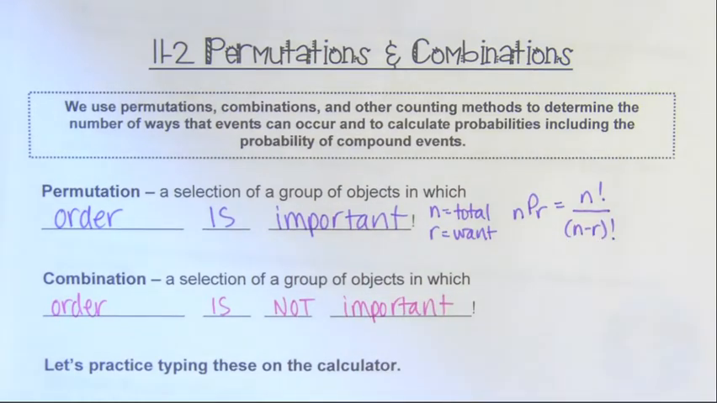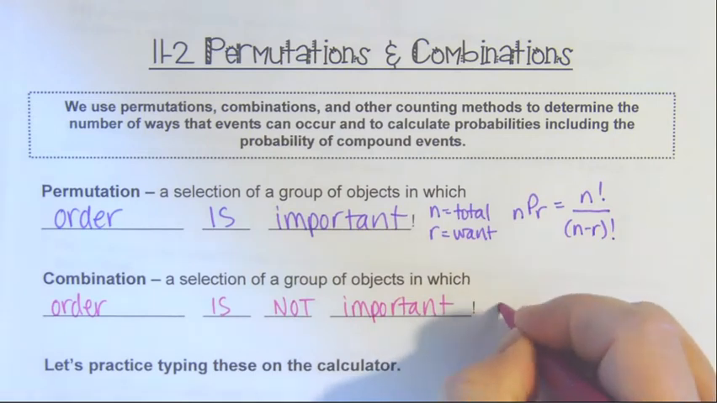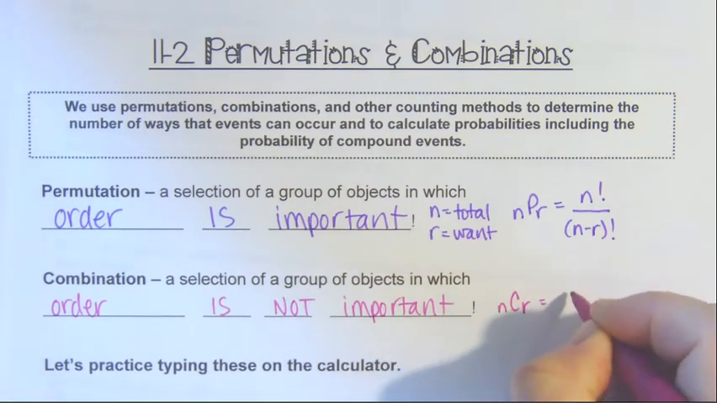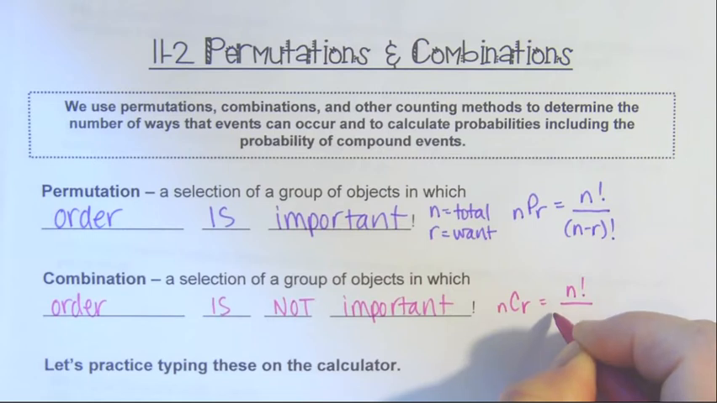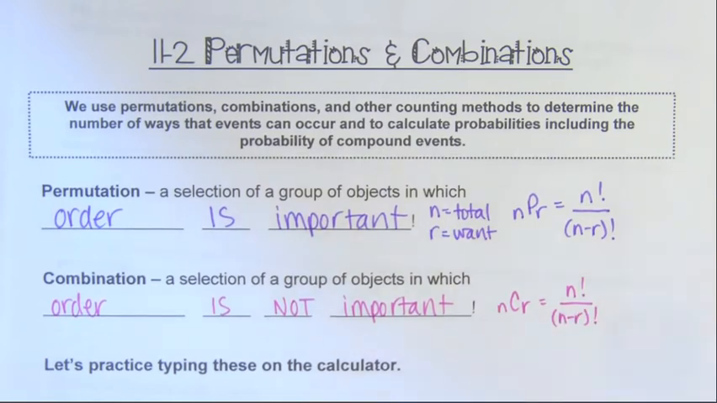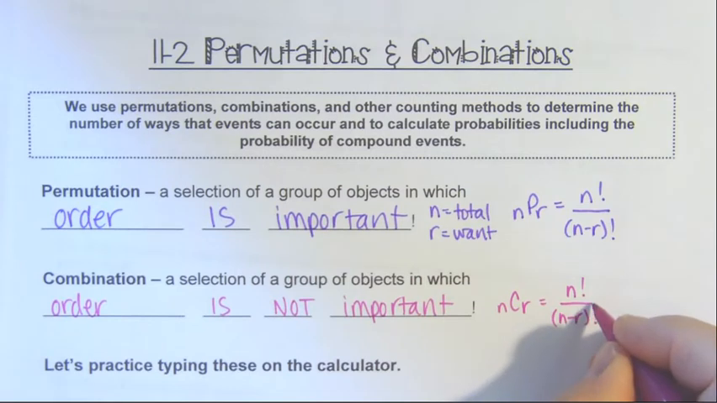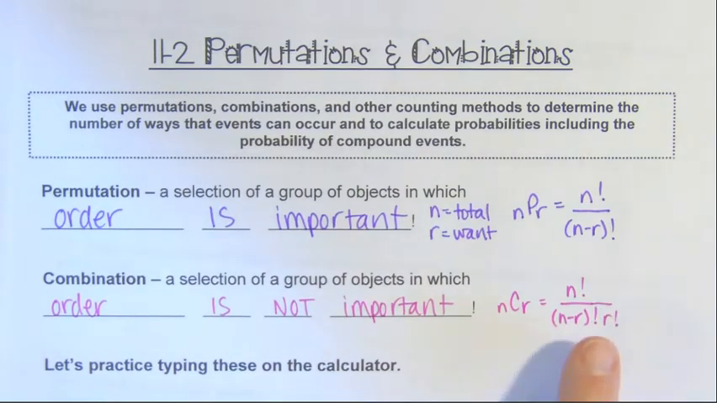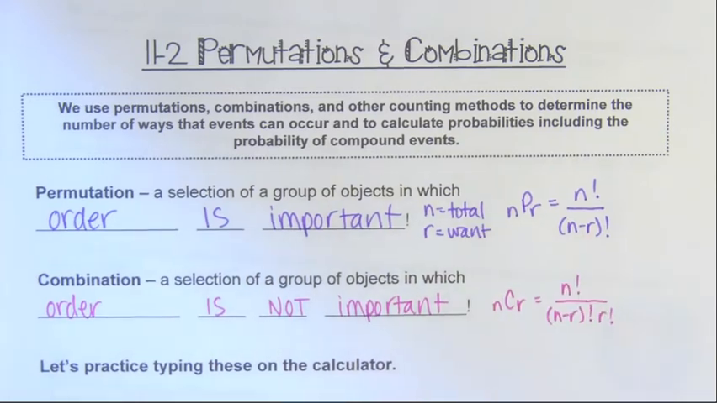Same thing for combination: n is the total, r is what you want. It's nCr, and this one is n factorial divided by (n minus r) factorial, and then we're also going to multiply by r factorial. So these answers will be smaller than these answers.